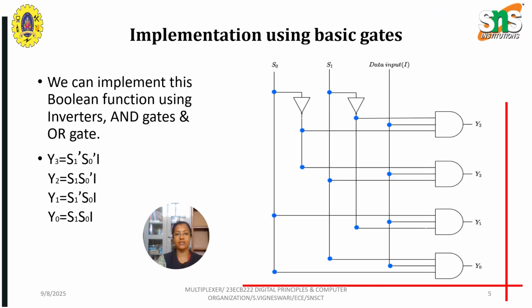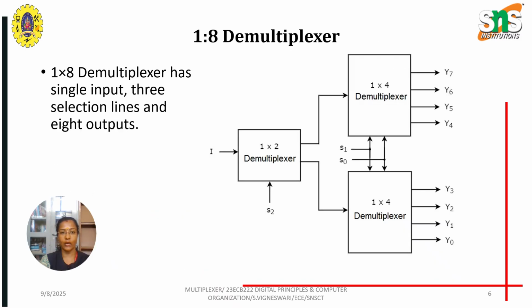Basic gates are used to implement this logic. So for the logic, Y0 is S1 bar S0 bar I, Y1 is S1 bar S0 I, Y2 is S1 S0 bar I and Y3 is S1 S0 I, and all these Boolean functions are implemented using the basic AND and NOT gates.